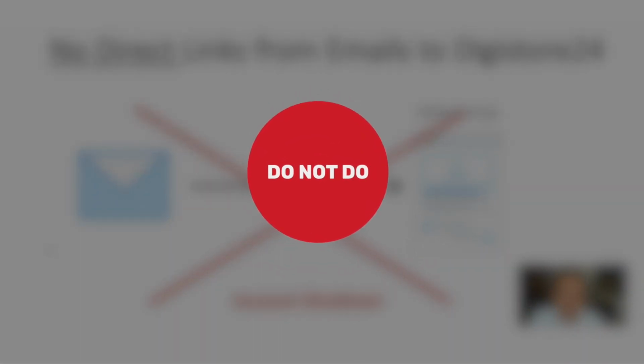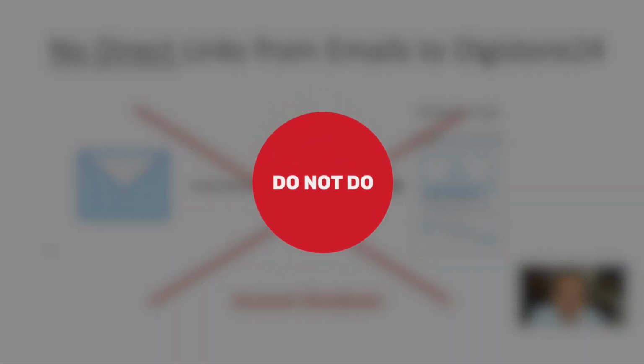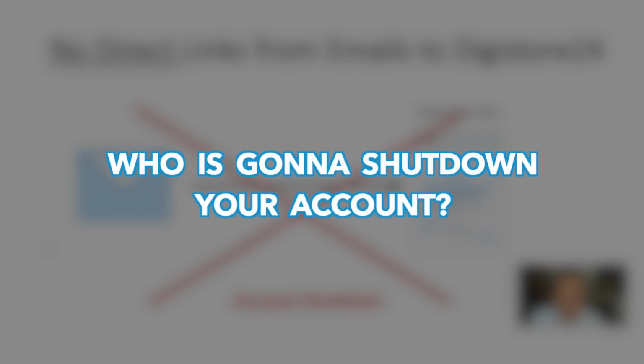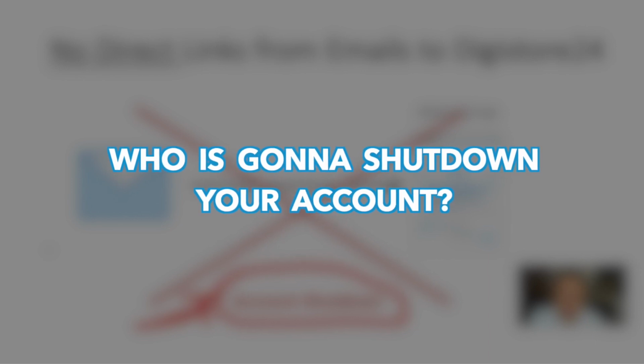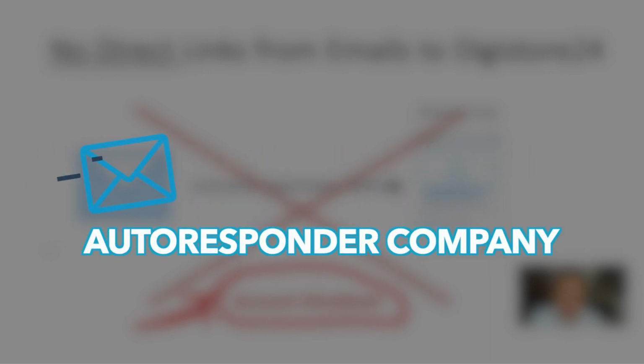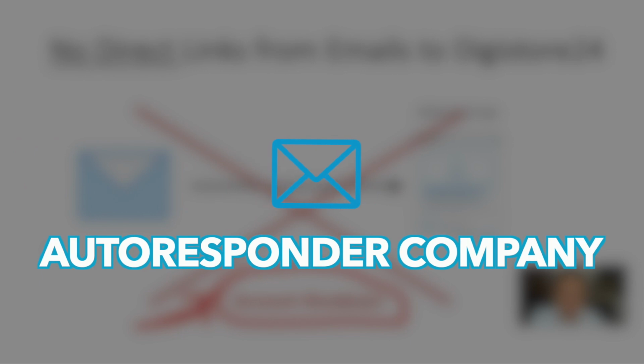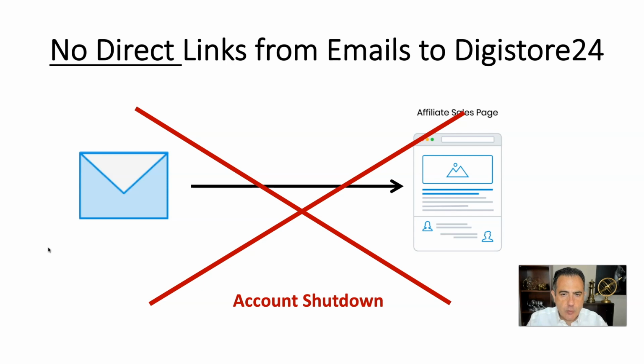So doing this is also a problem, because who's going to shut down your account? Tell me in the comments if you are paying attention. I'm going to give you a second. Go ahead and tell me who. Yeah, the email autoresponder company, because you are sending people to an affiliate sales page that is well known, that people are spamming on.